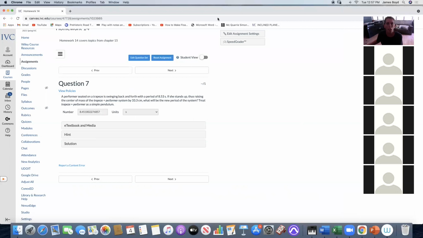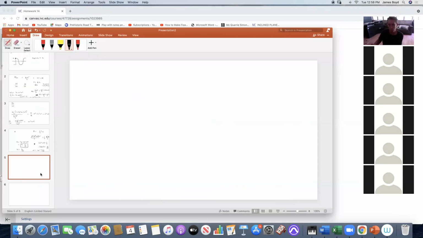Okay, so onward. Here's a pendulum problem. So treat this as a simple pendulum. You know the period, and if she stands up, she raises it by 33.3. So remember, for a simple pendulum, T is 2 pi square root of L over g. And they gave you what this was. And then we're going to make L be minus 33.3 centimeters. Okay, so let's find L here.